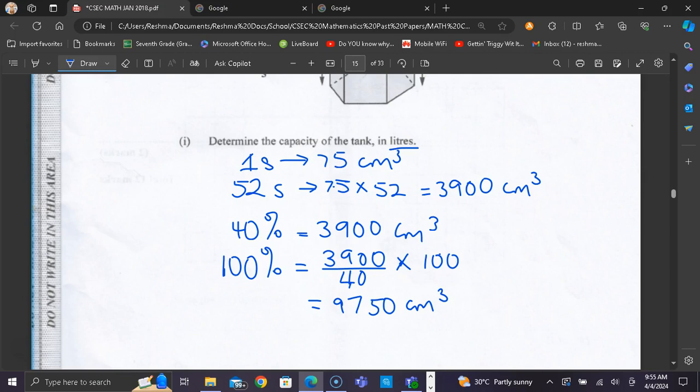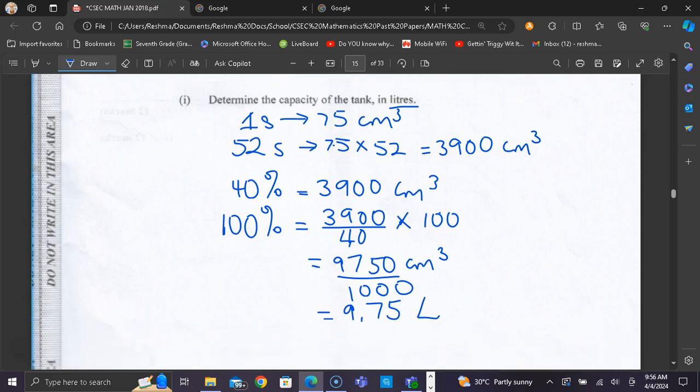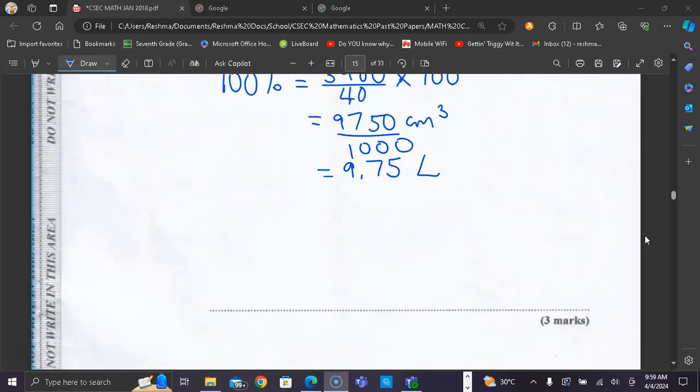Now they asked us for the capacity of the tank in liters. So there are 1,000 cubic centimeters in 1 liter. So if we divide by 1,000, which means we just have to move our decimal point 3 places to the left, we get 9.75 liters. So that's the capacity of the tank. Okay, so let's go on to part 2.